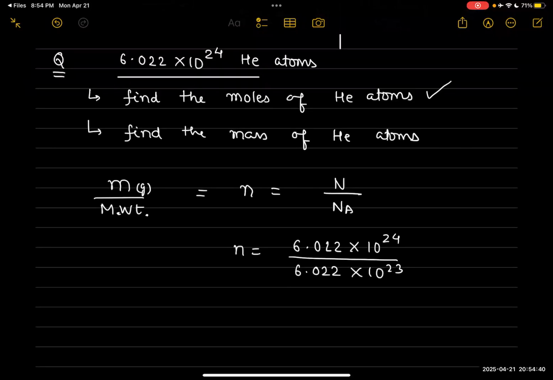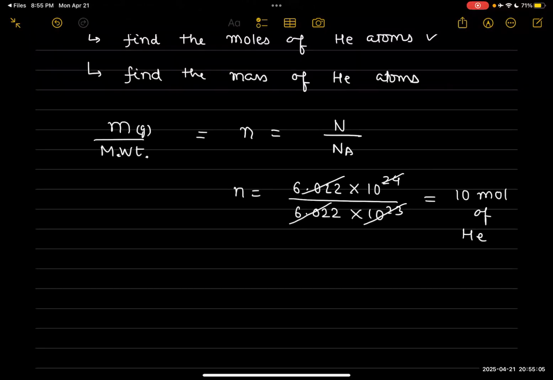So this will get cancelled completely. Just one zero will be left. So 10 moles. I hope this is very clear to you.